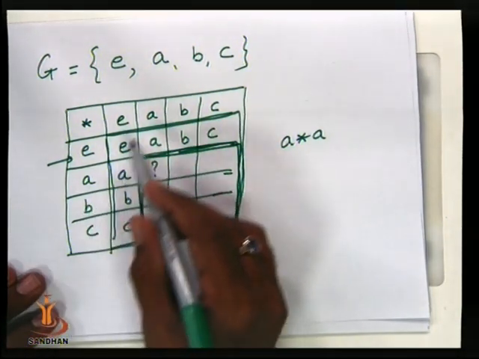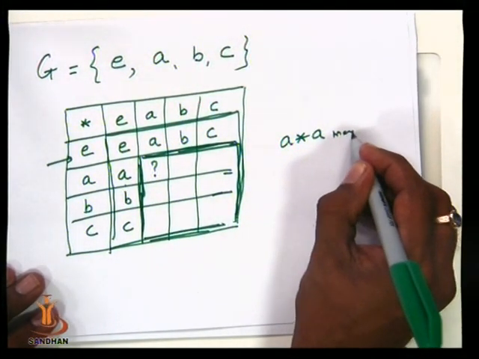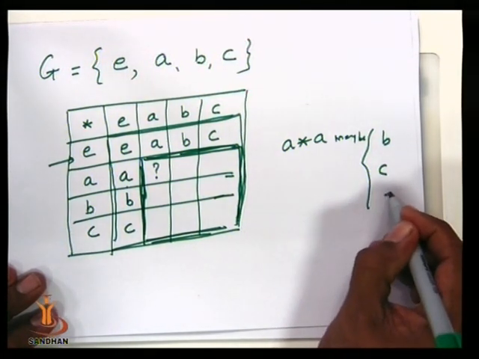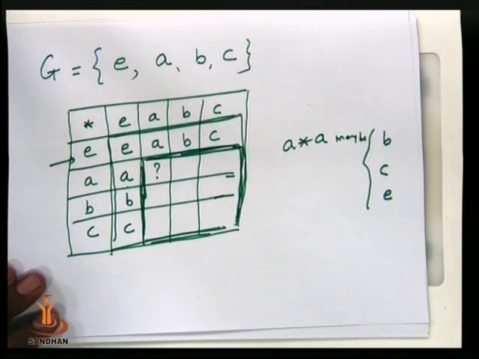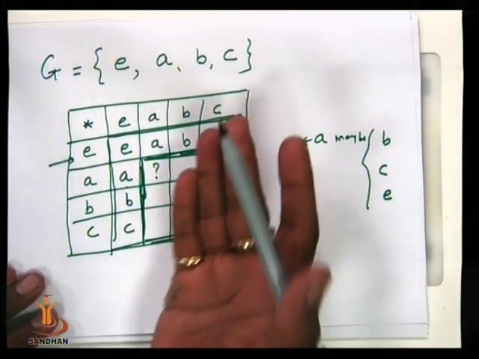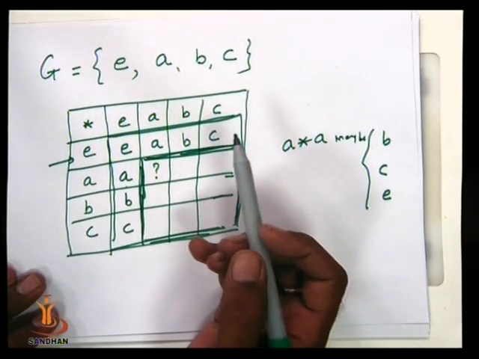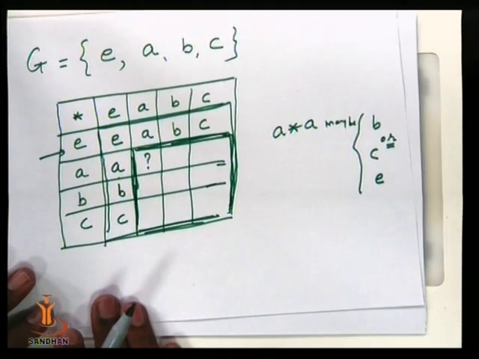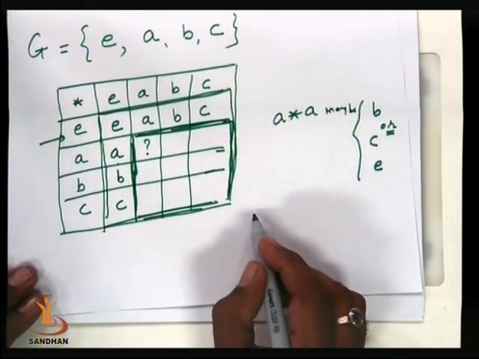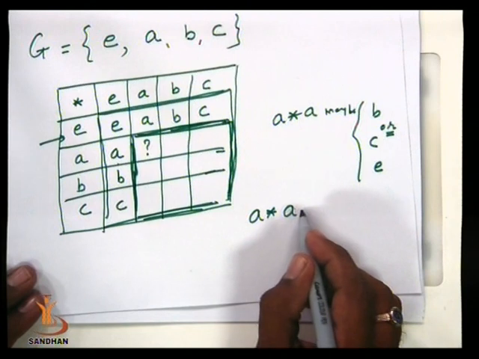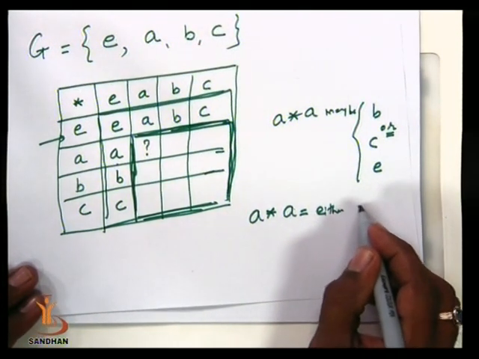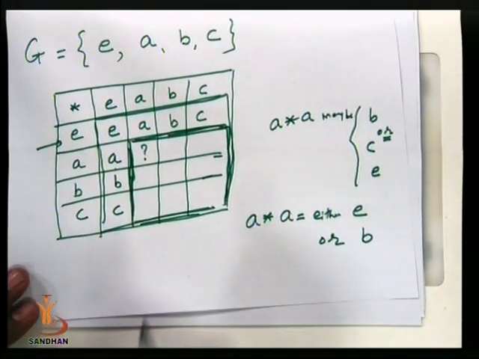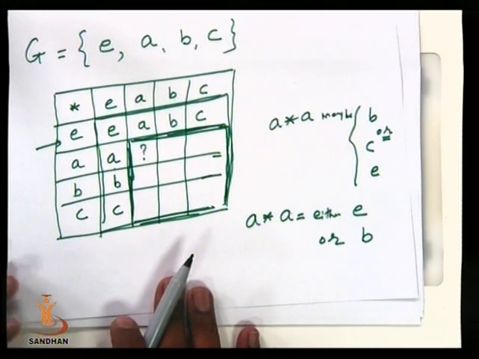The answer of A star A may be either B or C or E. But B and C are any random elements, so we may take either B or C; this doesn't matter. So now we have 2 possibilities: A star A is equal to either identity or, say, B. So we may put either E here or B here.